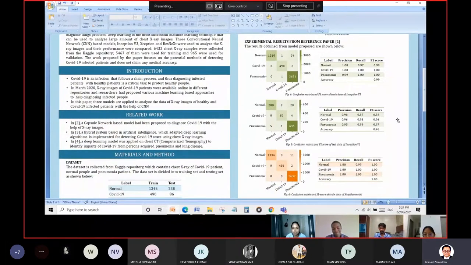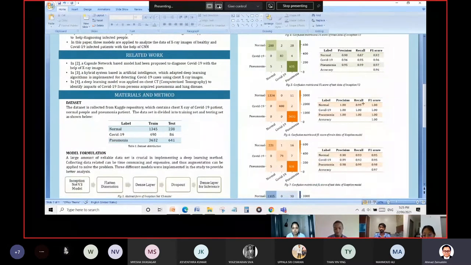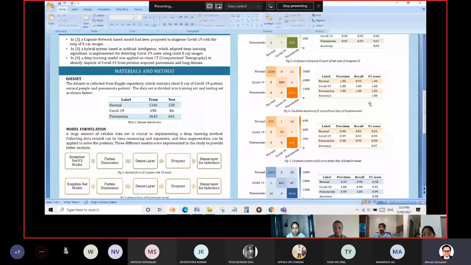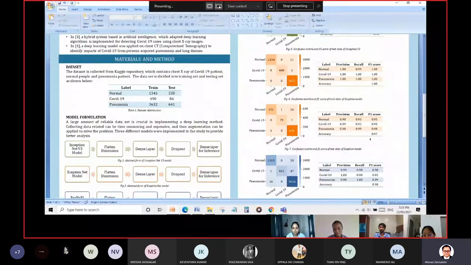These are the experimental results that we get from the reference paper. So this is the confusion matrix. From the confusion matrix, we can get our precision, recall, F1 score, and also the accuracy. This is the confusion matrix we get for the train data for Inception V3. This is for the test data. And this is the confusion matrix for the train data of the Xception model, and this is for the test data of the Xception model.